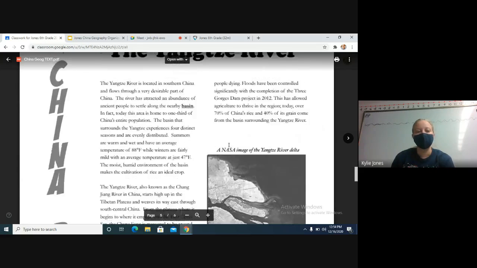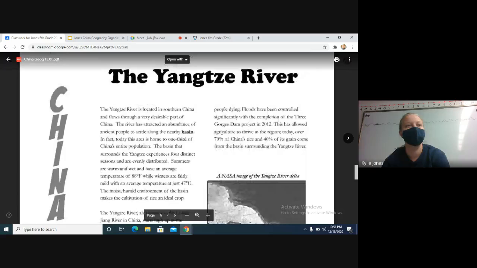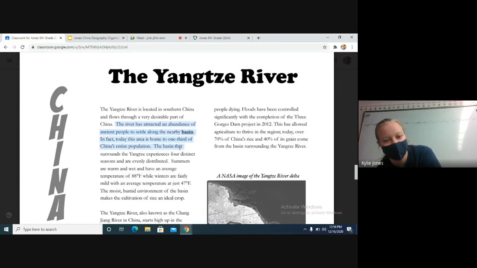Wait, so do they use dirty water? They did survive off of rice and grains. Yes, Elijah. And fertile soil. They needed really good soil, right? This part right here, if you didn't find anything about ancient people, that's kind of as much as you're going to get about how they survived there for that bottom part.